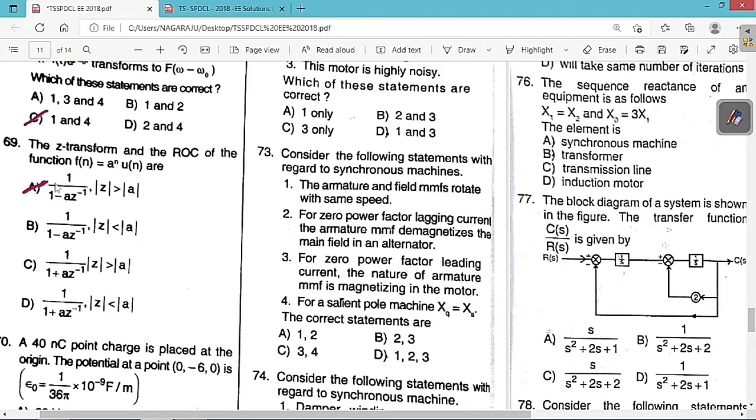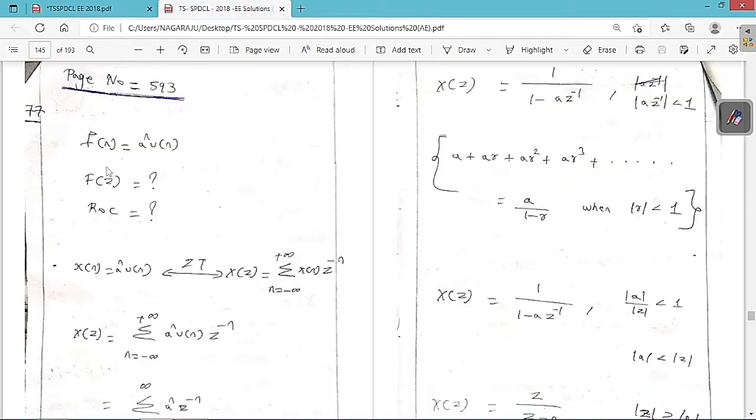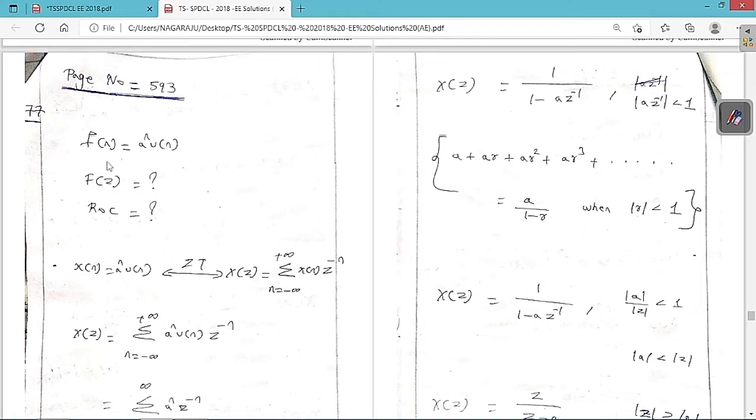Now we discuss the solution. Let's solve this numerical. You can see clearly in the question that the signal is given as f(n) equal to e to the power of n into u(n).